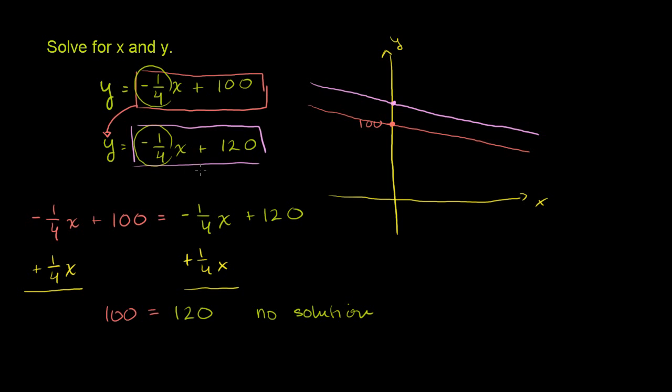Another way to think about it, if you take an x, this first equation says, OK, you take your x, multiply it by negative 1/4, and add 100. And that's going to give you y. Now, here we say, well, you take that same x and you multiply it by negative 1/4 and add 120. And that has to be equal to y. Well, the only way that that would ever be true is if 100 and 120 were the same number. And they're not the same number. So you're never going to have a solution of this system. These two lines are never going to intersect. And that's because they have the exact same slope.